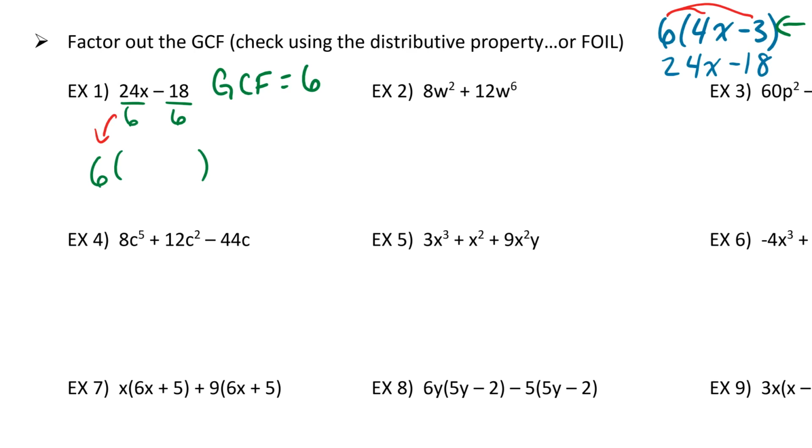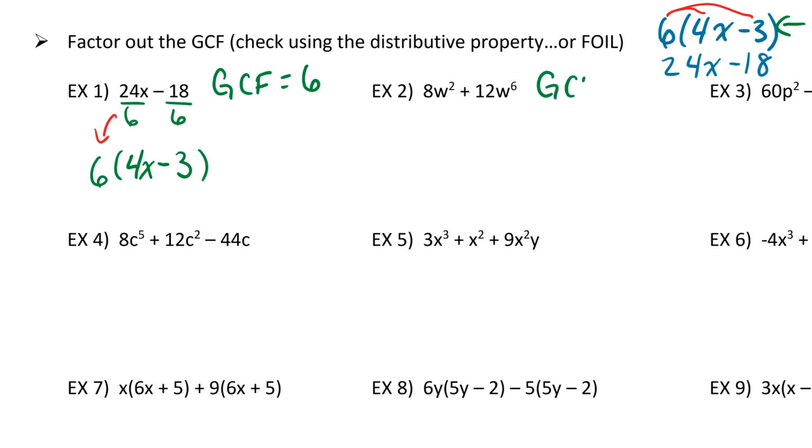So 24x divided by 6, that would be 24 divided by 6 is 4, and we leave the x alone. The negative in the middle can actually just come down in this case since we're dividing by a positive, and 18 divided by 6 is 3. So as you can see, we got back to 6 times 4x minus 3. Now for this first example, we knew the answer, but let's move on to one where we don't. So let's look at example 2.